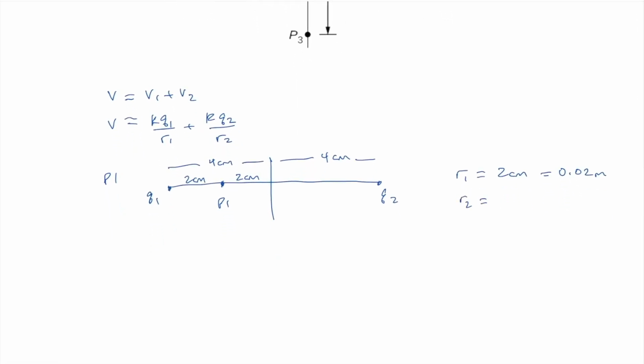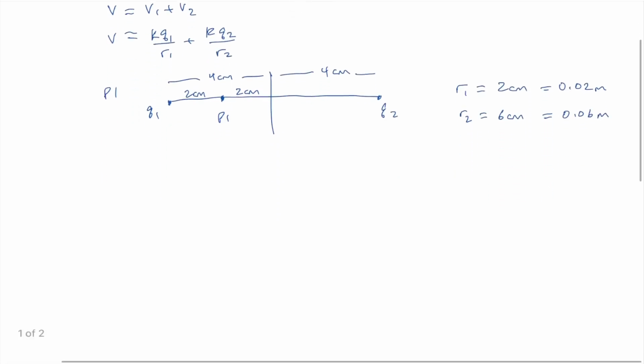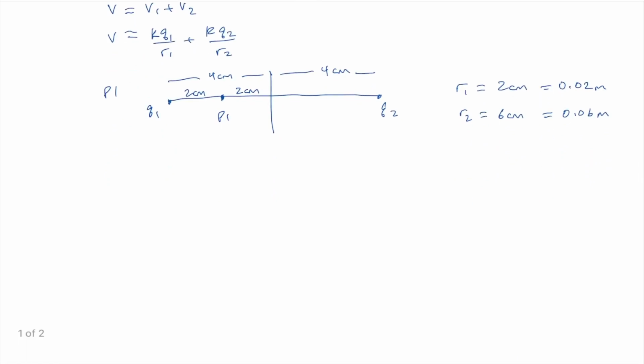R2, we need to add the 4 and the 2 for the 6 centimeters, because we're going from Q2 all the way over to P1. And so that's going to be 0.06 meters. Okay, so those are our distances for P1.